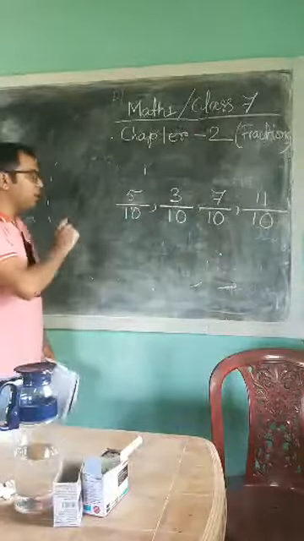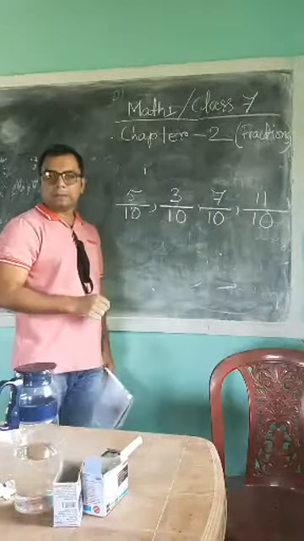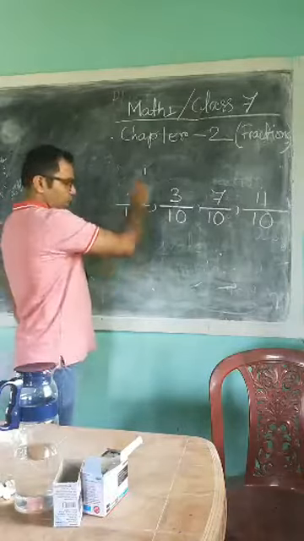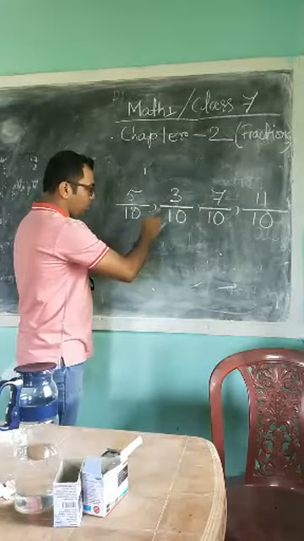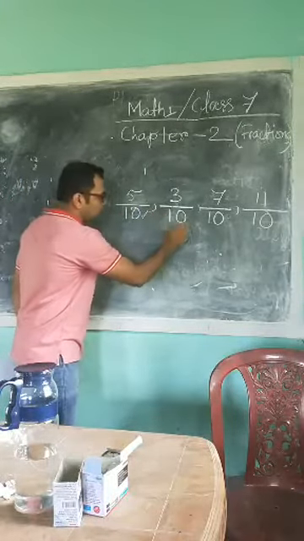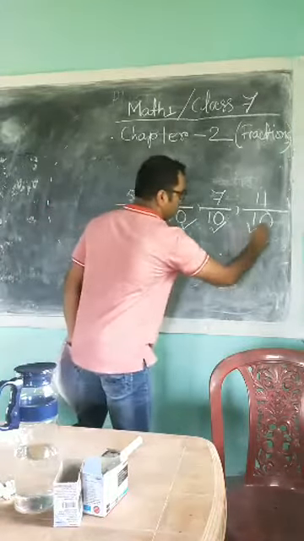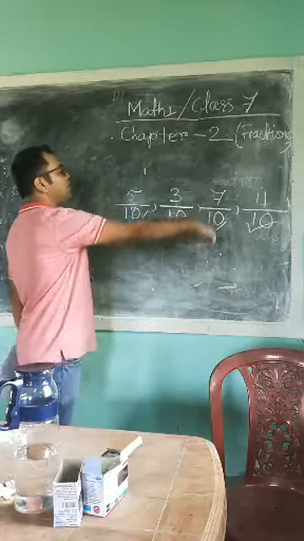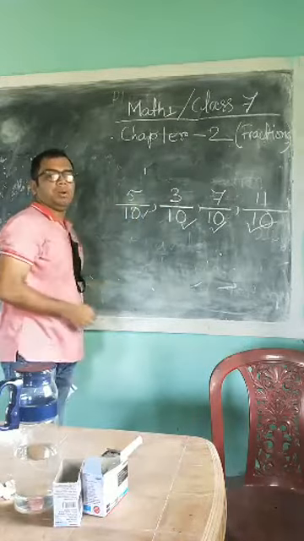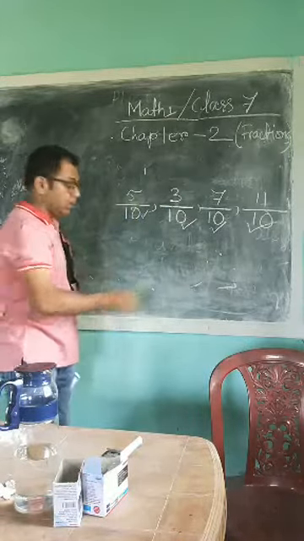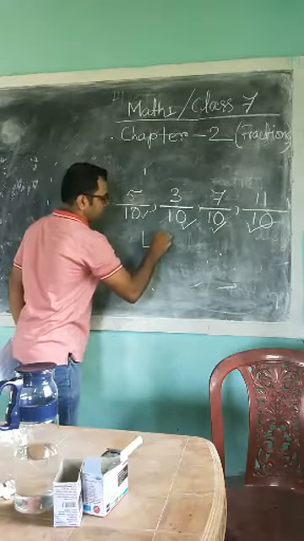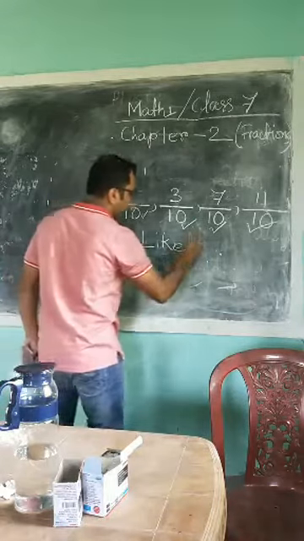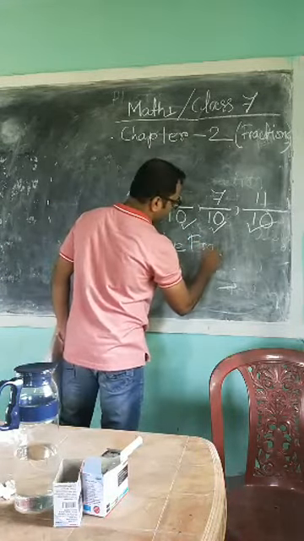Can you find some similarities between these four numbers? If we look properly at these four numbers, we can see the denominators are the same. Then we can say these four fractions are like fractions.